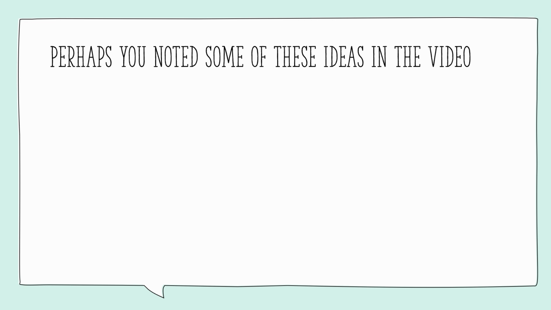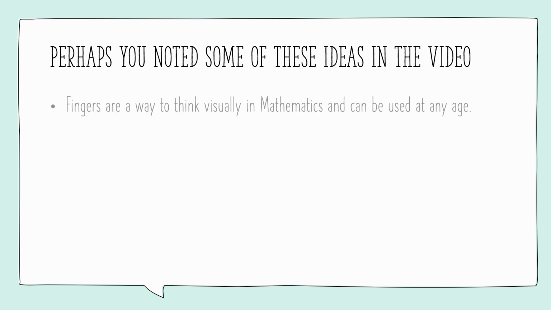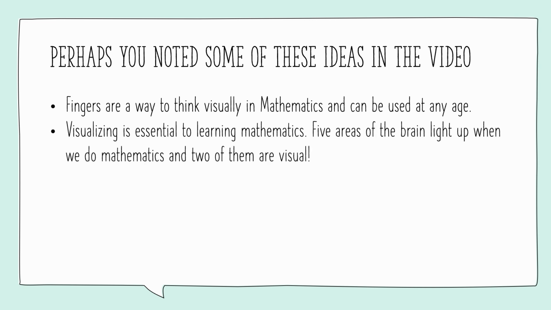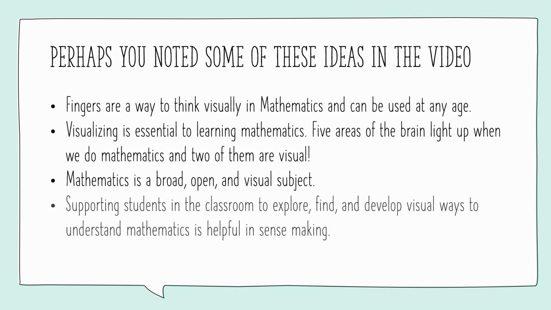A few points you may wish to consider include: fingers are a way to think visually in mathematics and can be used at any age. Visualizing is essential to learning mathematics. 5 areas of the brain light up when we do mathematics, and 2 of them are visual. Mathematics is a broad, open, and visual subject. Supporting students in the classroom to explore, find, and develop visual ways to understand mathematics is helpful in sense-making.